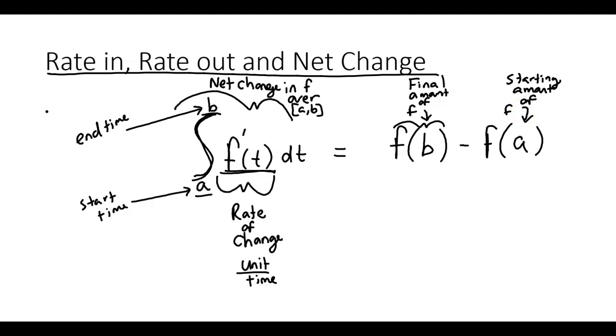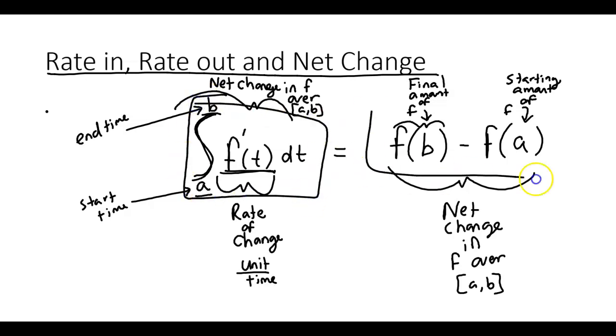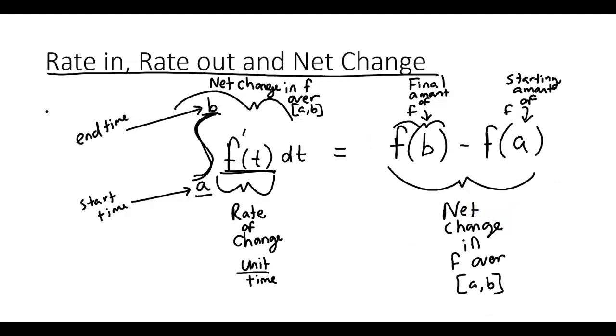Now, if you subtract the starting position from the final position, wouldn't that tell you how much his position has changed over time? In other words, it will tell you the net change. Now, you guys might think, well, Mr. Bailey, you already wrote that over here. I did, and that's because these two halves are equal. This equals this. So if the left side is the net change in position over AB, then so is the right side. It's just different ways of writing the same thing. Okay? So that's all of our information.